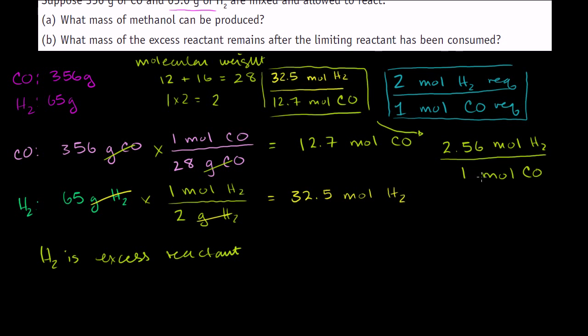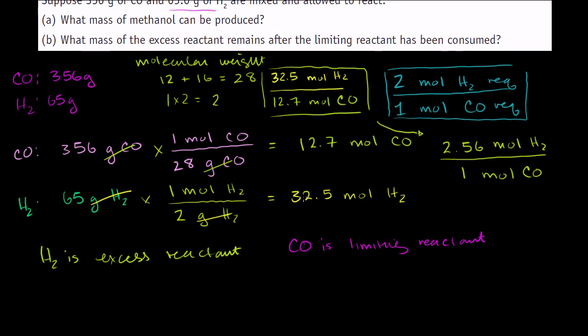We don't have enough carbon monoxide to react all of the hydrogen, right? We only have 1 for every 2.56. It should be a 1 to 2 ratio. So we don't have enough carbon monoxide to react all of the hydrogen. So carbon monoxide is the limiting reactant.